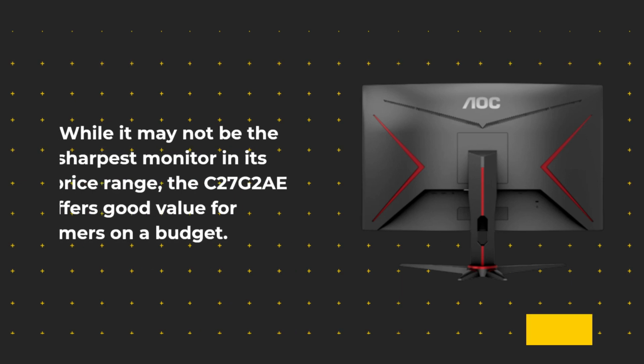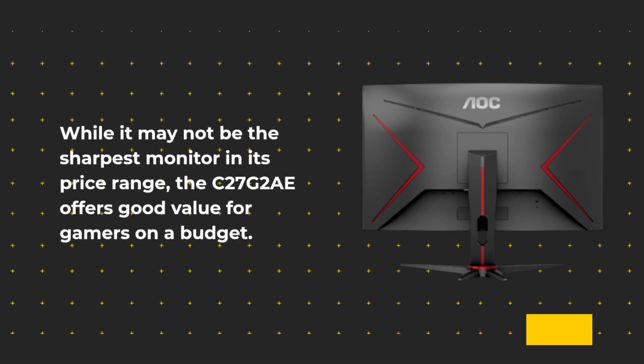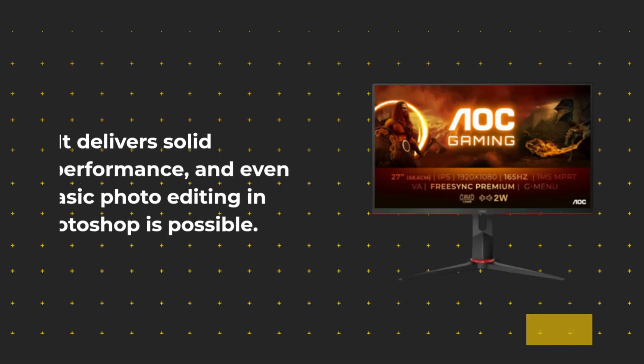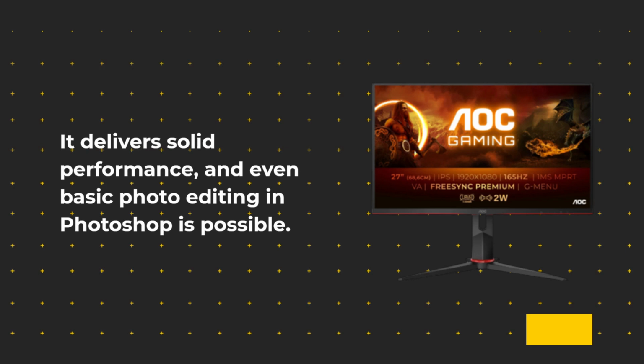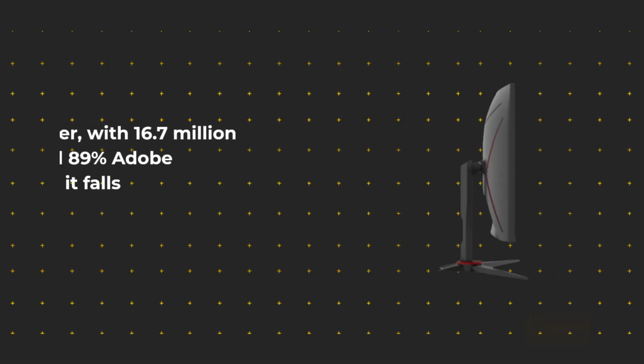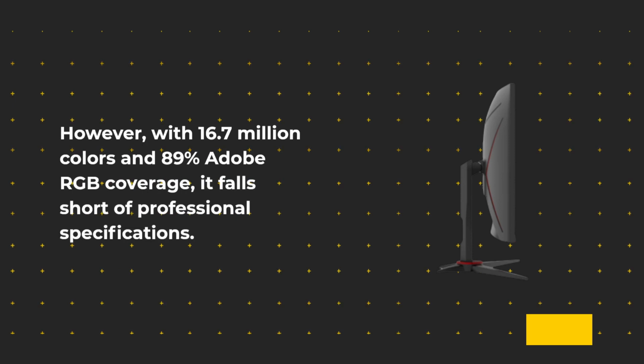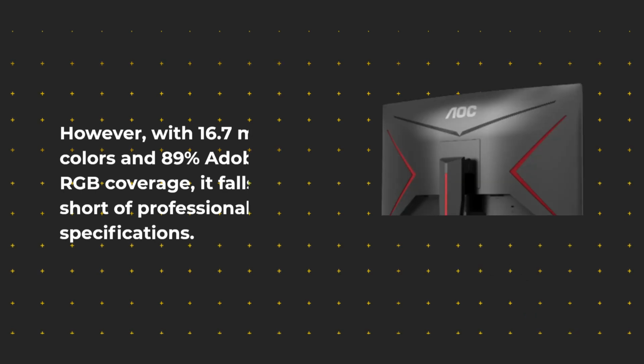While it may not be the sharpest monitor in its price range, the C27G2AE offers good value for gamers on a budget. It delivers solid performance, and even basic photo editing in Photoshop is possible. However, with 16.7 million colors and 89% Adobe RGB coverage, it falls short of professional specifications.